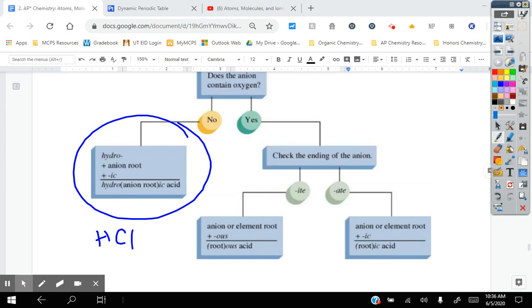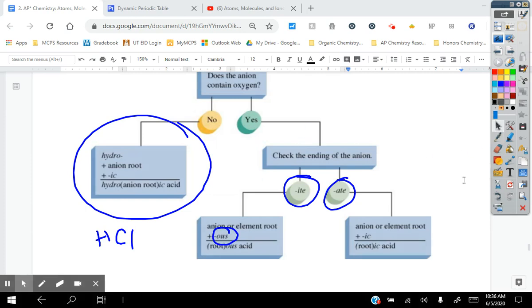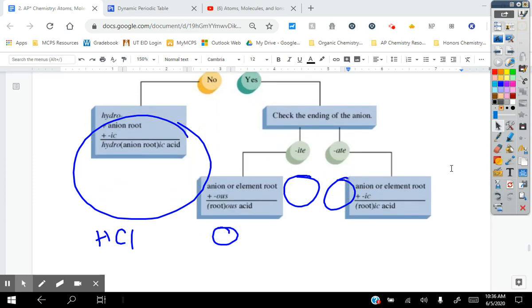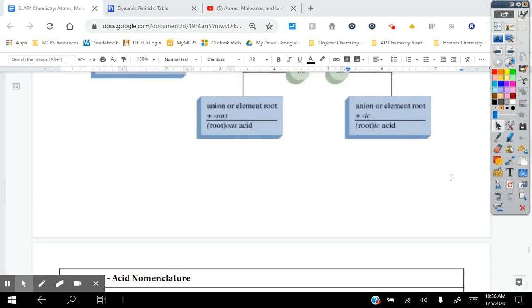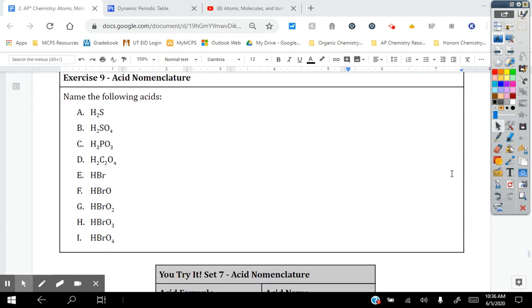If there is oxygen in your acid, that means you're dealing with a polyatomic ion. You have three elements, and so the ending of your polyatomic ion will determine the root of the acid name. We use ous acid for ite and ic acid for ate. So I will talk about that in a minute. There's no need to represent hydro in the name when dealing with acids that have polyatomic ions.